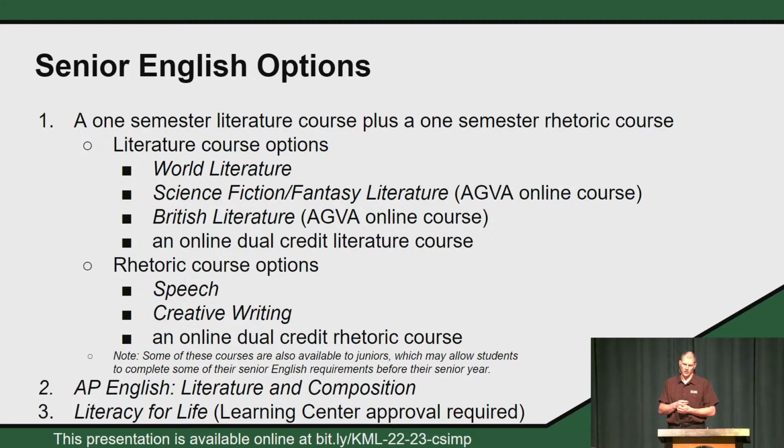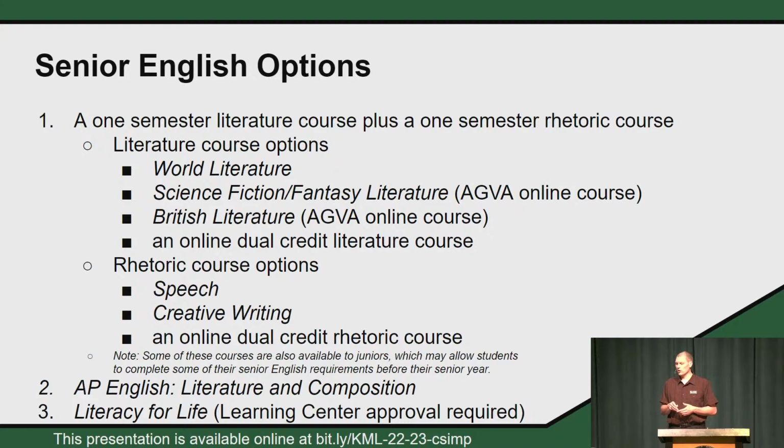Option 1 is that they can take 1 semester of a literature course and 1 semester of a rhetoric course. So rhetoric here means they're doing some kind of production. So that's generally either speech or writing. In the literature course options, we have 1 on-campus literature option. That's world literature. That's what the majority of seniors will take.